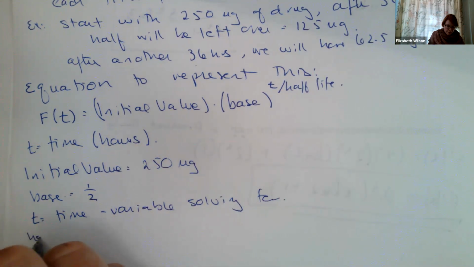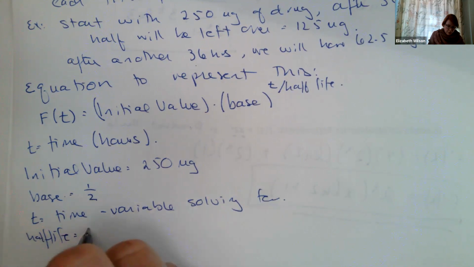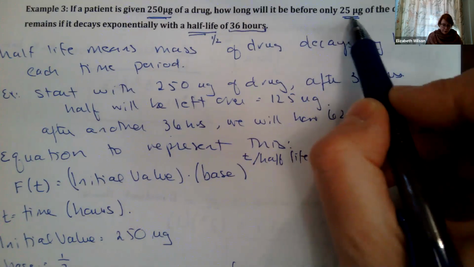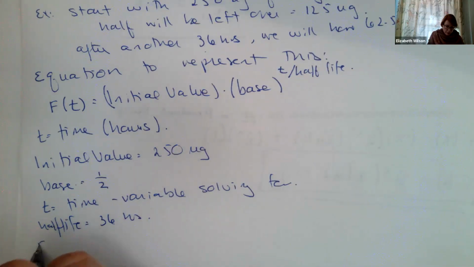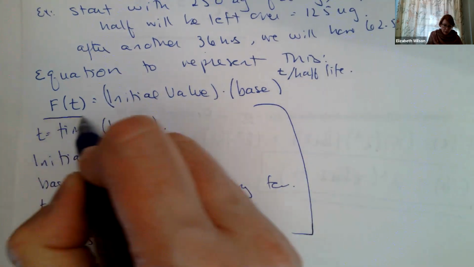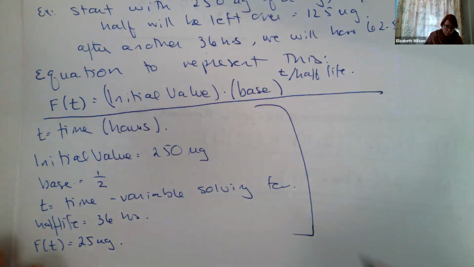And then our half-life equals 36 hours. Now they gave us a final value, 25 micrograms. So my final value in this case is 25 micrograms. So I'm going to plug all these things into my equation here, and then I'm going to solve for my t.